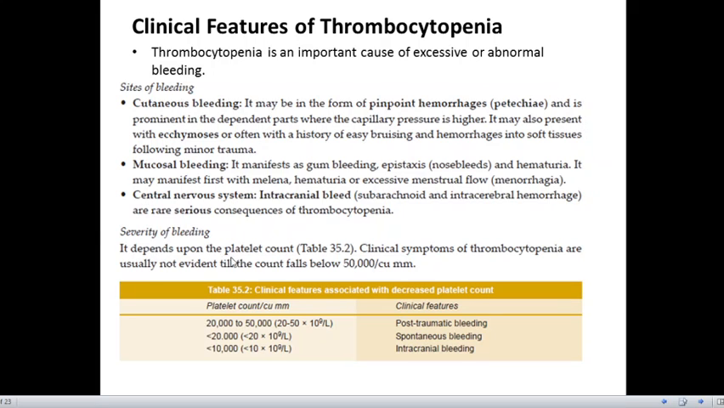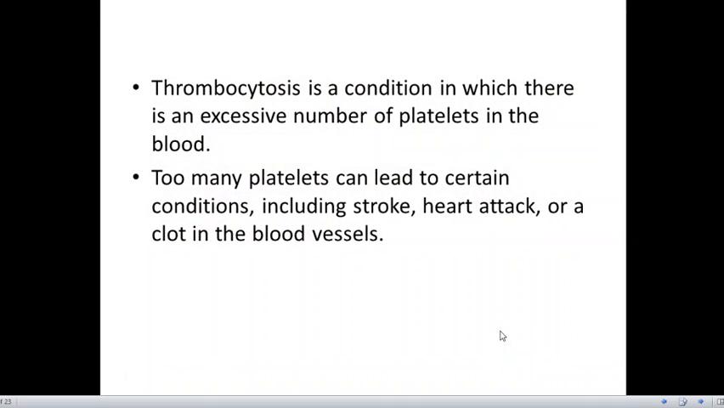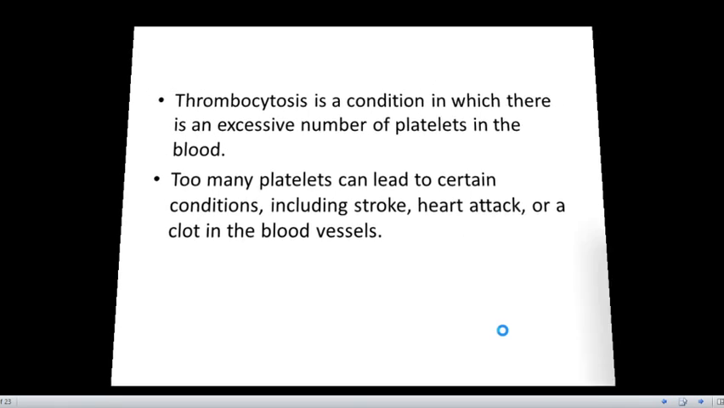Severity of bleeding depends upon the platelet count. So if the platelet count is from 20,000 to 50,000, it is post-thrombotic bleeding. Lesser than 20,000 is spontaneous bleeding, and then lesser than 10,000 could be intravenous bleeding. Now coming to thrombocytosis, it is a condition in which there is an excessive number of platelets in the blood.